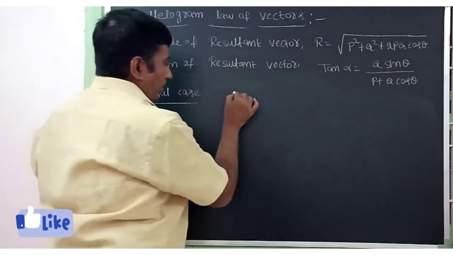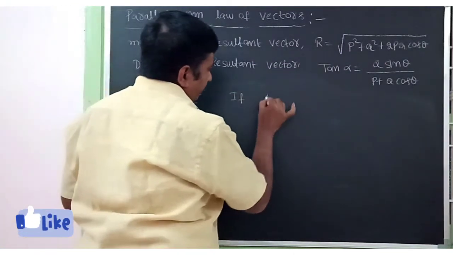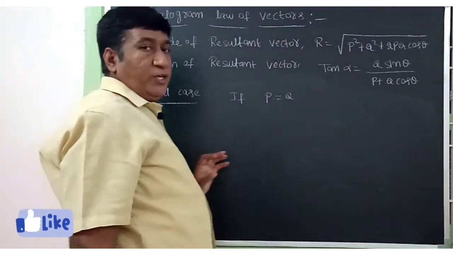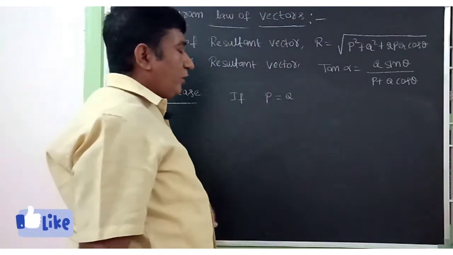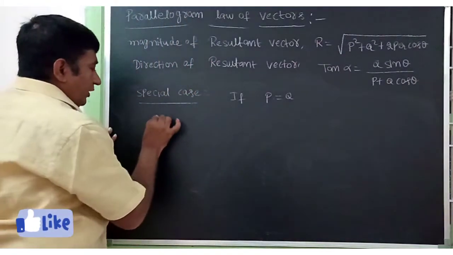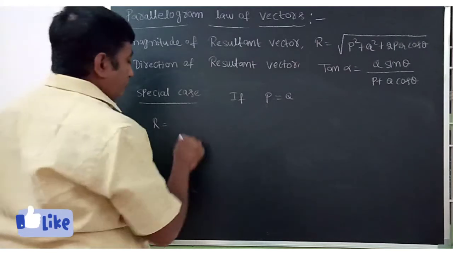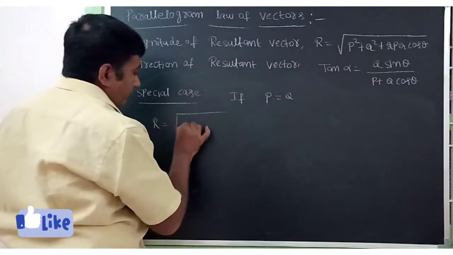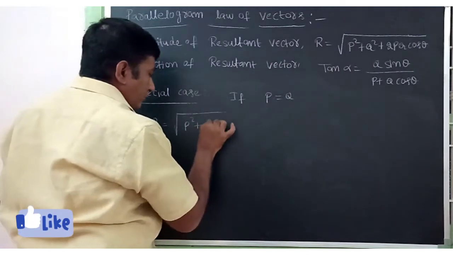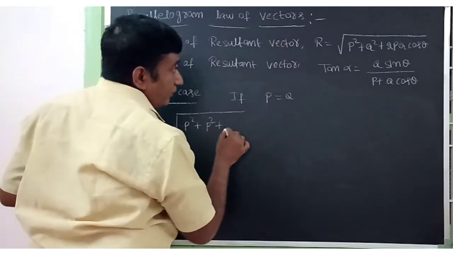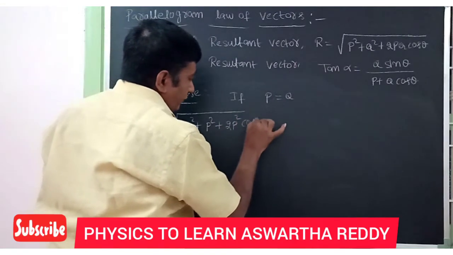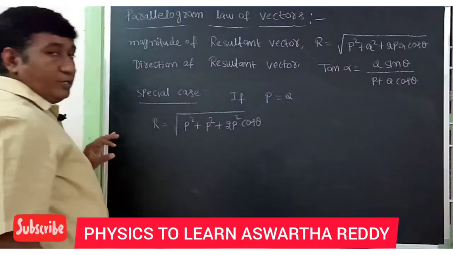If p is equal to q, then what will happen? So if p is equal to q, I can write r is equal to root of p square plus q square plus 2pq cos theta, and here q is equal to p, so p square plus p square plus 2 into p square into cos theta, which I can get.